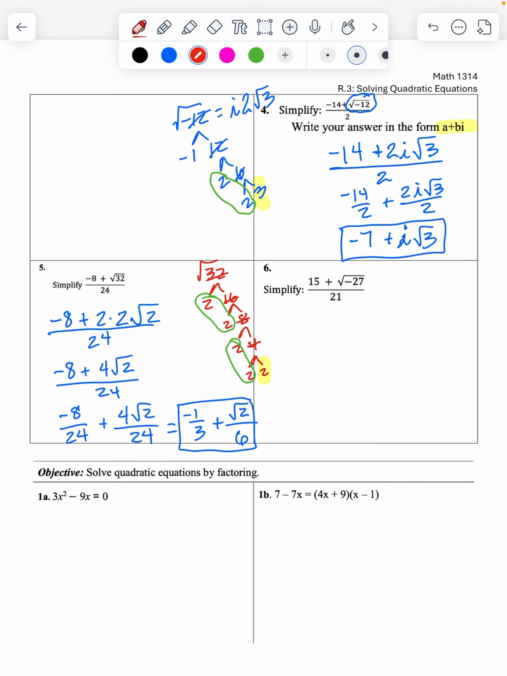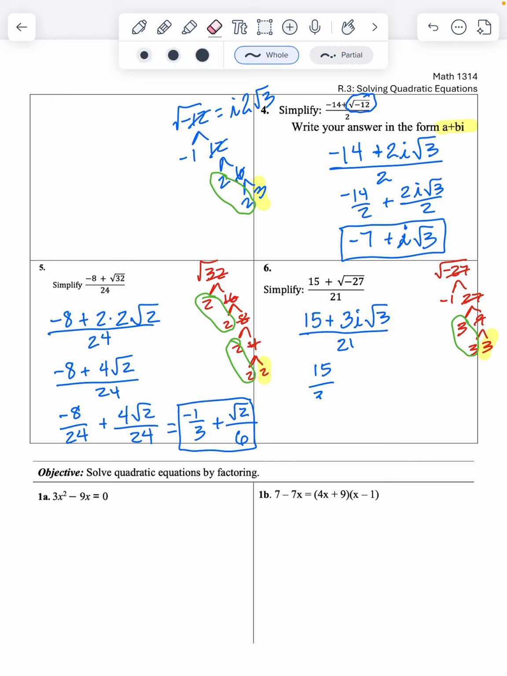Number 6, simplify the square root of negative 27 on top first. We have negative 1 times 27, so the negative 1 is going to mean we have an i on the outside. 27 will become 3 times 9. 9 is 3 times 3. So we have a pair of 3's, one 3 that doesn't have a pair, and then that negative 1 inside the square root is going to become an i on the outside of the square root. So 15 plus 3i times the square root of 3 over 21.